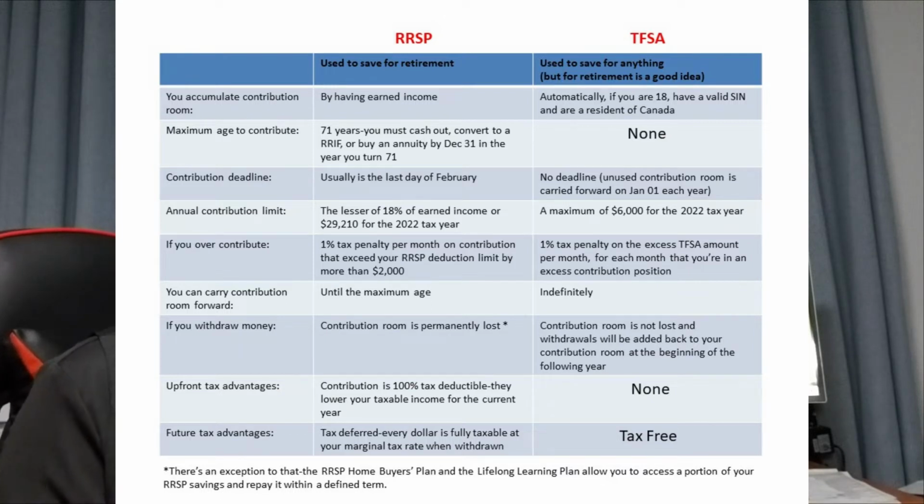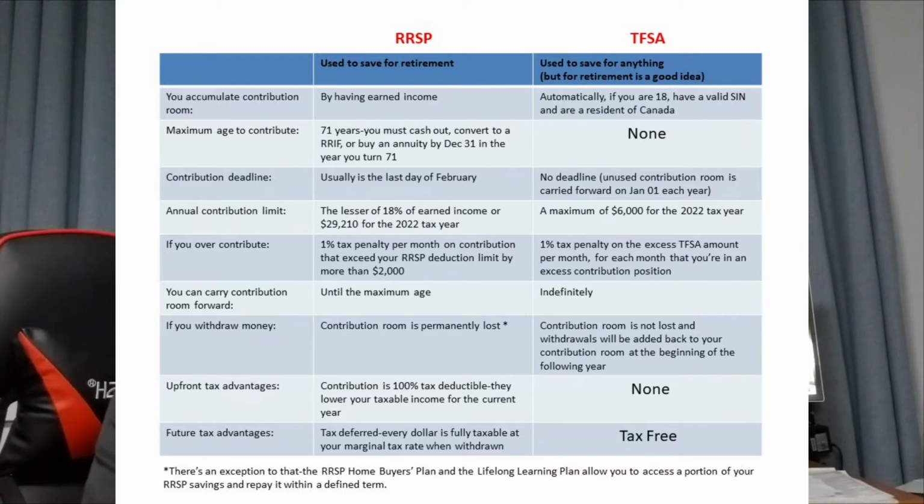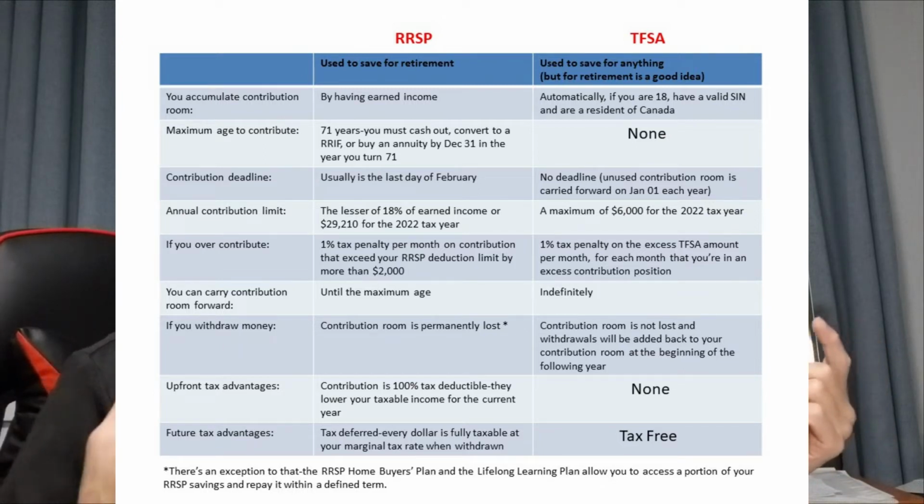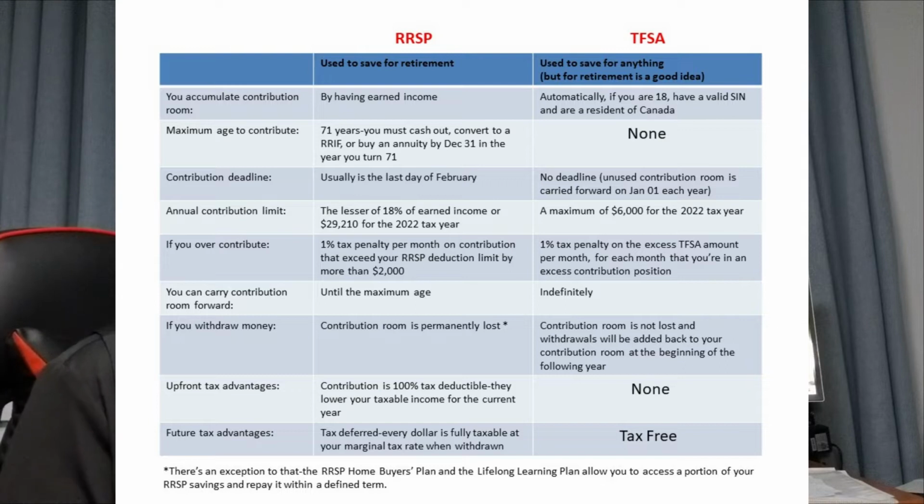The contribution room. If you do not contribute to RRSP this year, the contribution room from this year can be carried forward until next year. In the future, if you ever need to withdraw money, the contribution room you used is permanently lost. You will not get it back, right? Upfront tax advantage. Upfront means when you make a contribution, all the money you put into RRSP, your contribution is 100% tax deductible, to lower your taxable income, right? 100% tax deductible.